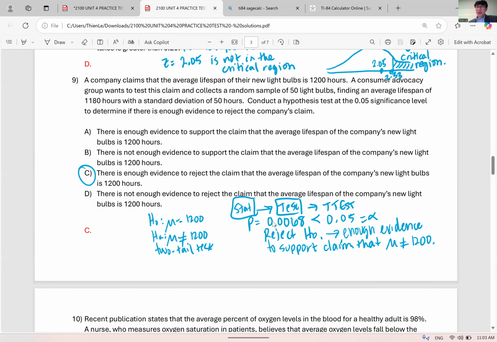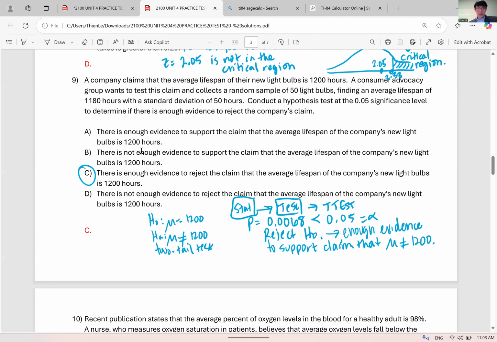Then you just compare the p-value with the significance level, alpha 0.05. In this case, it's less than, which means you reject H naught, and which means you have enough evidence to reject the claim from the company. So there is not enough evidence to support the claim about the average lifetime. You reject the null.